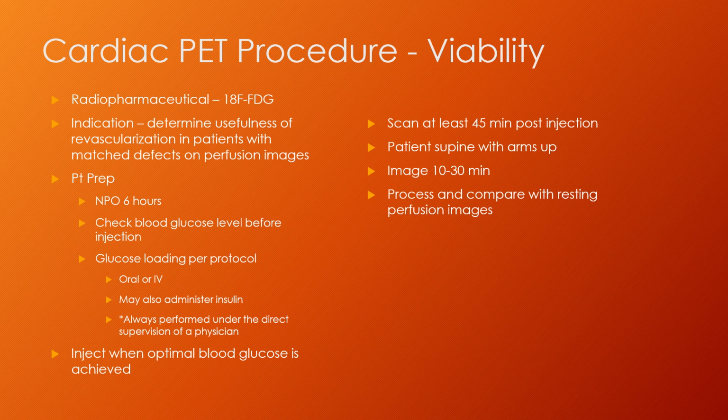So this is the protocol for viability. Glucose loading is not always done, but checking the patient's glucose before you start is. Then you want to inject when the optimal blood glucose level is achieved, which is about 140 to 150 milligrams per deciliter. You'll scan the patient at least 45 minutes after injection, and the scan will take anywhere from 10 to 30 minutes.